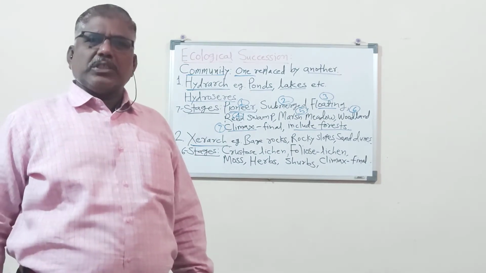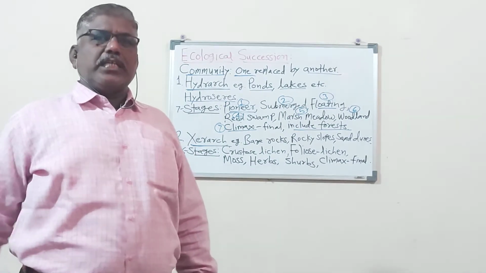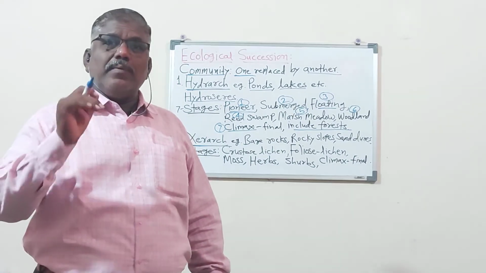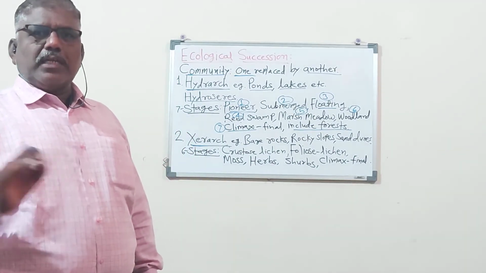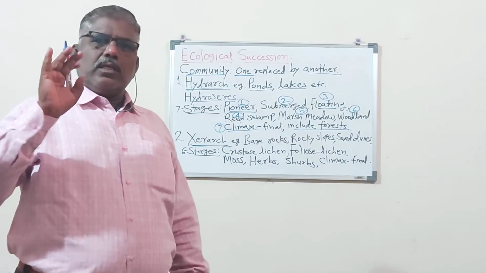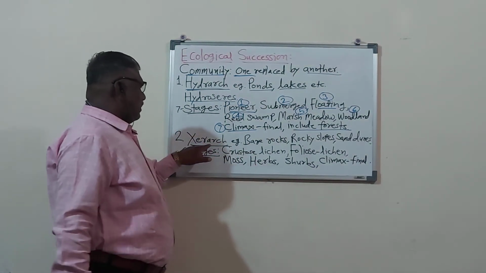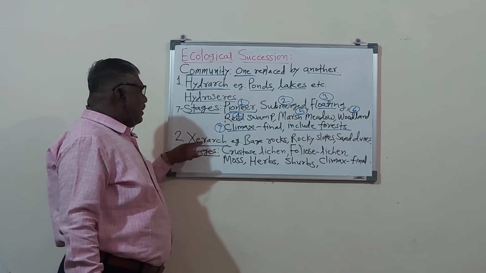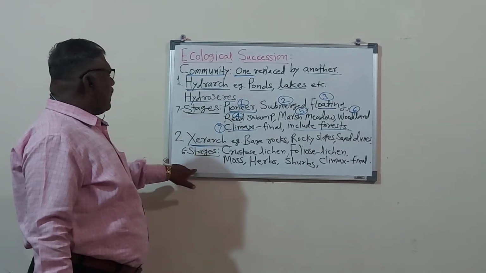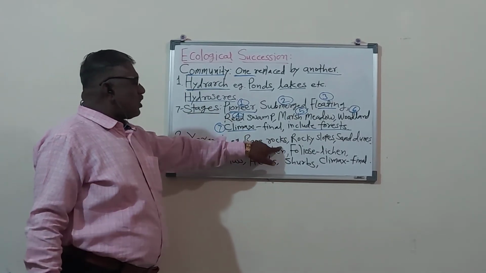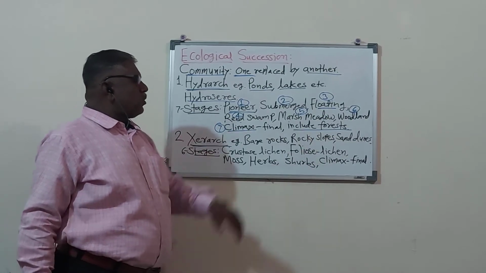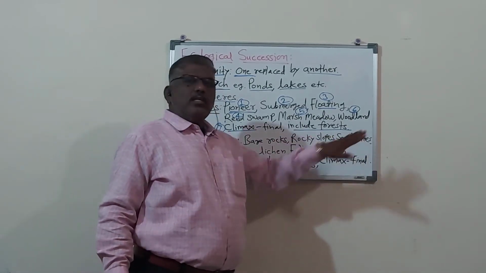On the dry place, where there is a scarcity of water, unavailability of water, the environment is hot. So that is called xerarch. This xerarch is nothing but the ecological succession on the bare rocks, on the rocky slopes, on the sand dunes.